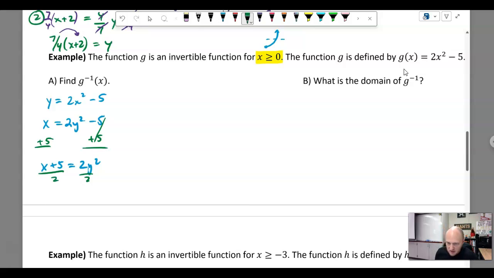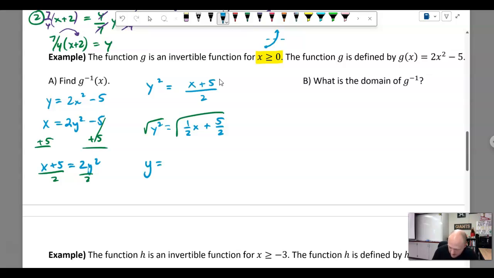This is going to be an area where lots of students will make errors. I have x plus 5 divided by 2. I have to divide each term, the numerator and the denominator. And so oftentimes what you'll see is it written like this: 1/2 x plus 5 over 2. So just be aware that when you're dividing a numerator that has multiple terms, you divide each term in the numerator. Then I'm going to take the square root of both sides, and so we get y is equal to the square root of 1/2 x plus 5 over 2.